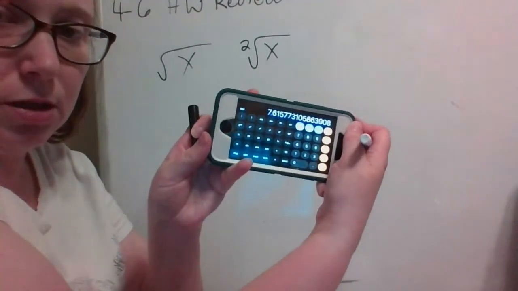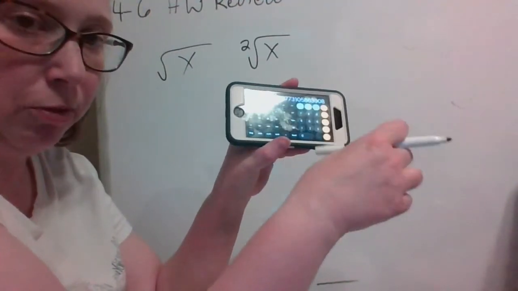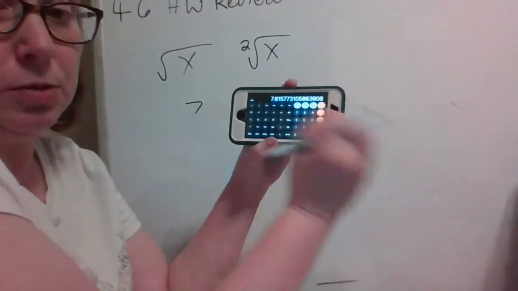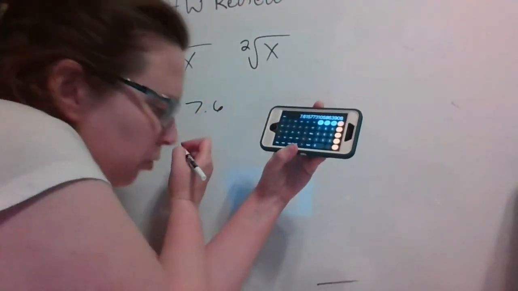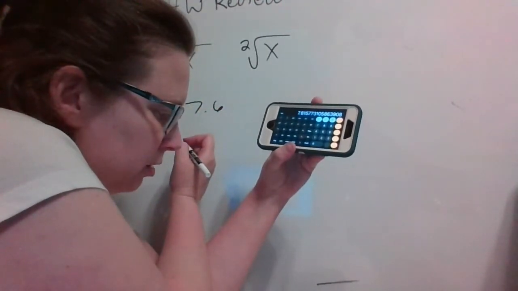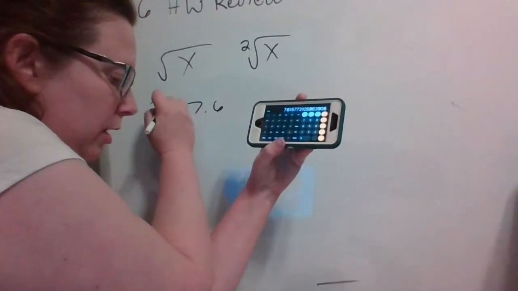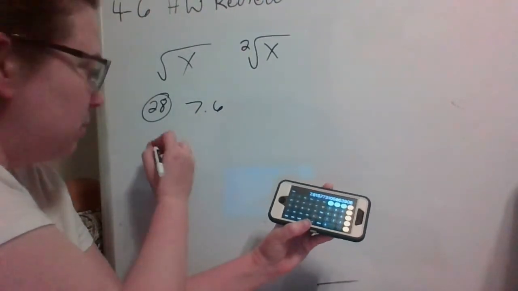So I just did that for number 28. So the square root of 58, I typed 58 and then hit the square root button. And you can see it's a decimal that goes on and on and on. But we are asked to round these to the nearest tenth. So number 28 would be about 7 and 6/10.